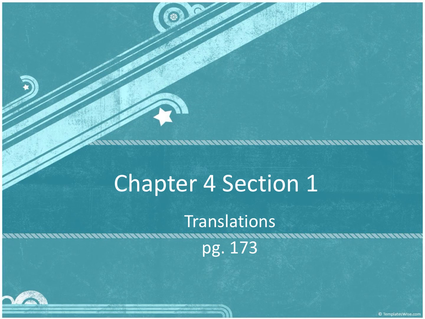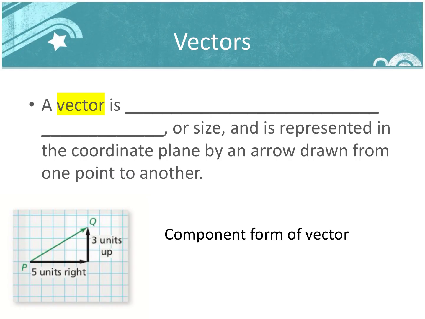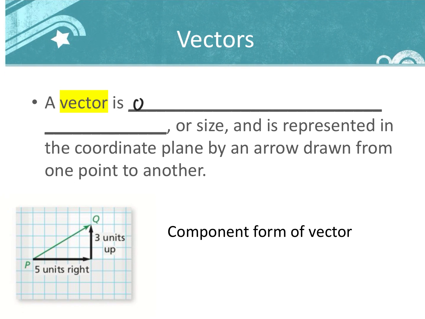Hey guys, today we're gonna go over chapter 4, section 1, translations. We're gonna start with a vector. What is a vector? A vector is an object that has direction, or size, and is represented in the coordinate plane by an arrow drawn from one point to another.